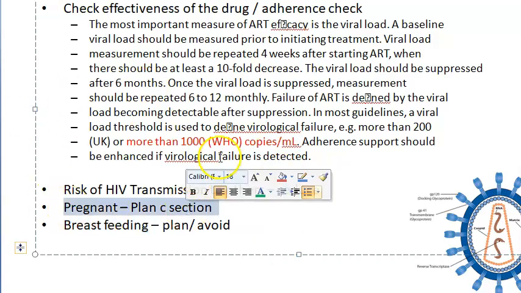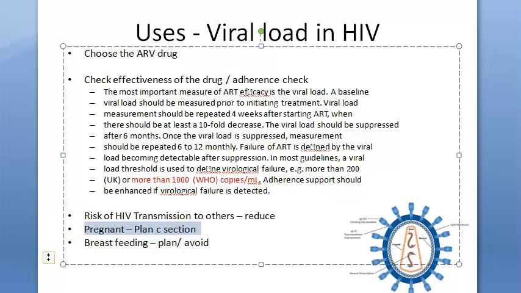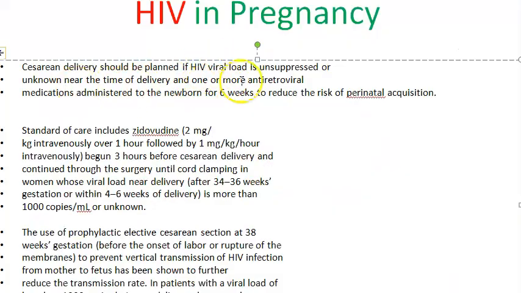Now, what will you do if the patient is pregnant? If you don't know the viral load, whether it is suppressed or not, or if the viral load is not suppressed, what will you do? Near the time of delivery, if you don't know the viral load, or if you think it is not suppressed, then you plan a cesarean delivery, and for the newborn, they are giving ART. Then, during the cesarean, they are planning to give zidovudine intravenously. You can look at all the details here.